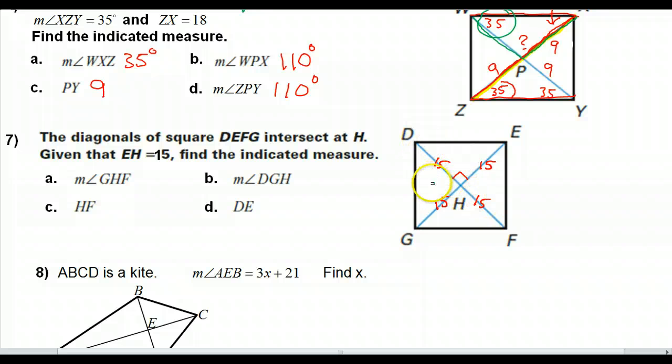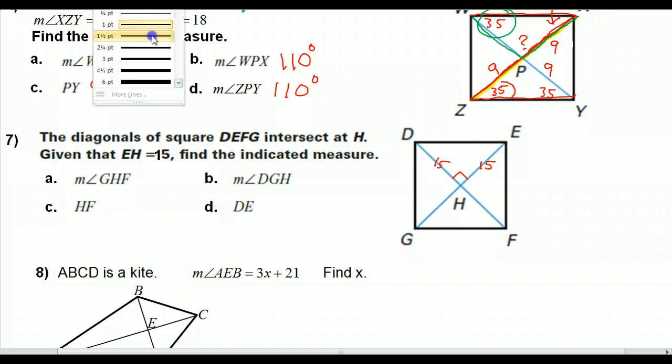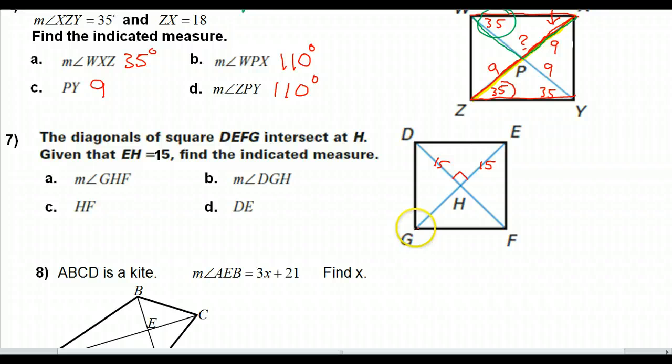So, let's see what we got to do now. Find the indicated measure. So we're supposed to find the measure of angle GHF. Okay, GHF, all right, let me move some of these 15s for a second. GHF is this down here. Okay, GHF.